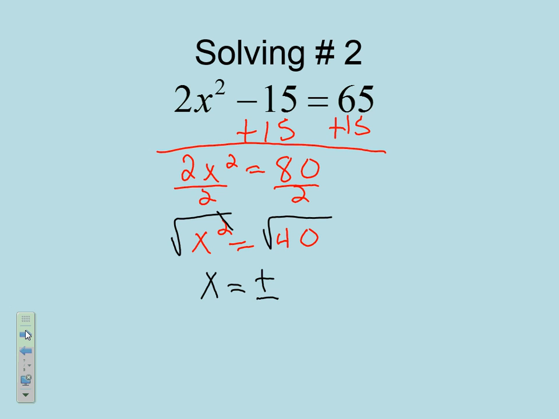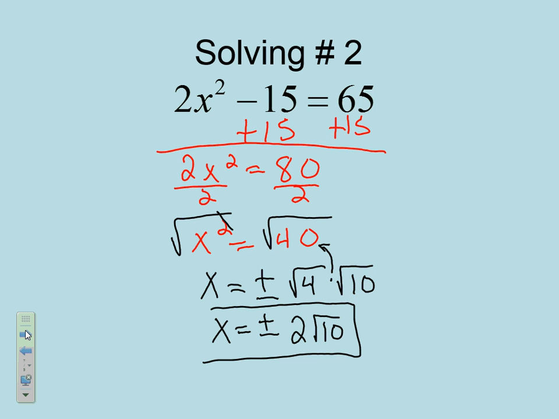Now, the greatest perfect square that goes into 40 is 4, so I'm going to put square root of 4 times the square root of 10. If I multiply 4 times 10, I get 40. So that's how I know it's correct. Now x is going to equal plus or minus square root of 4 is 2, square root of 10. And that is our answer, ladies and gentlemen.